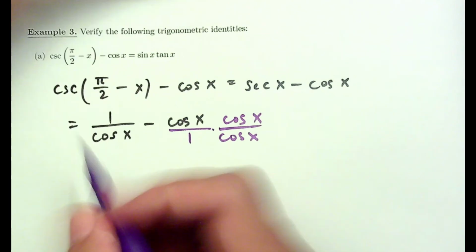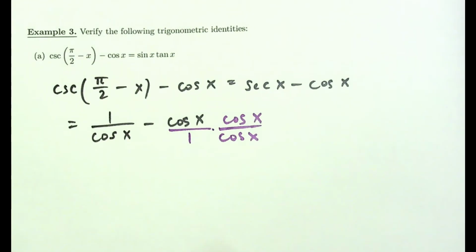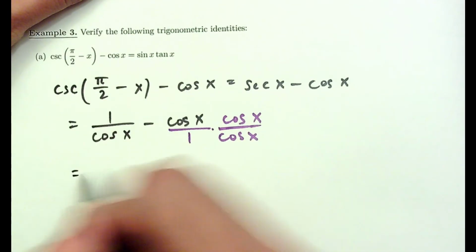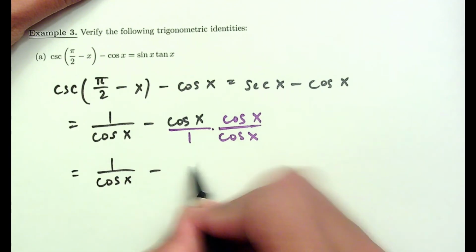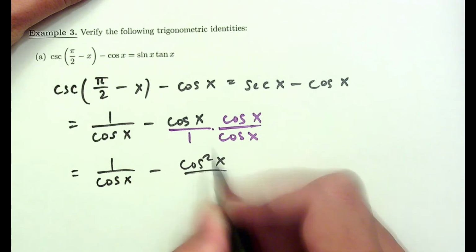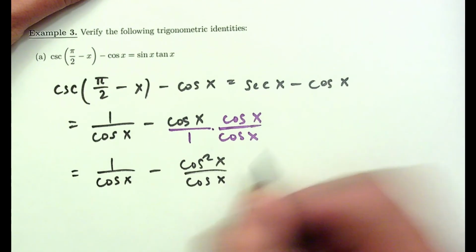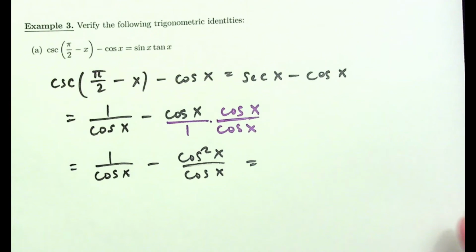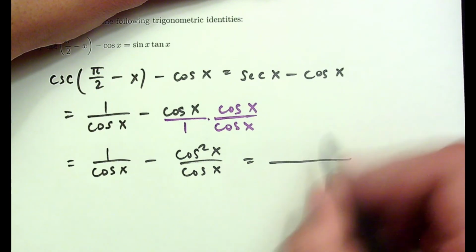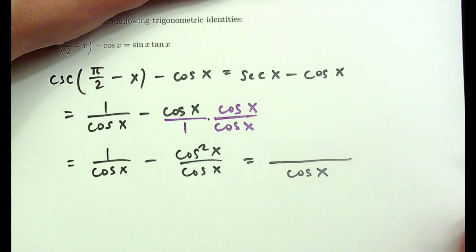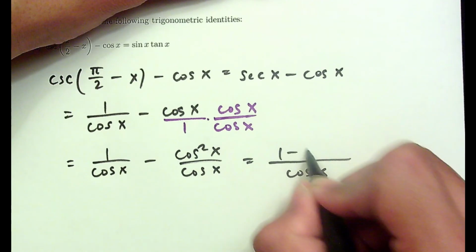So then this would become what? This would become 1 minus cosine of x, and then this one right here would become cosine squared of x over cosine of x. And now that they have the same denominator, we can put it together in a single bigger fraction, like this. So same denominator, so just subtract across.